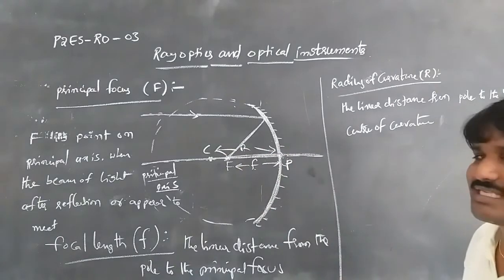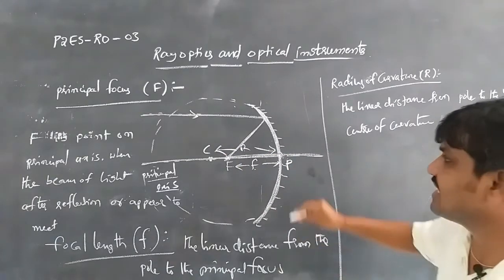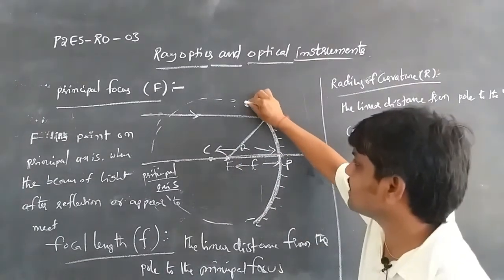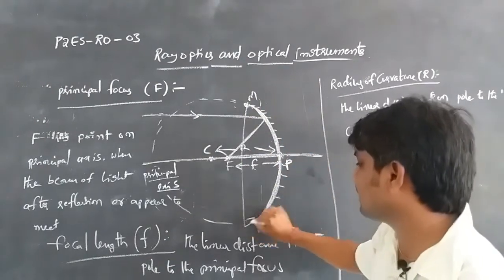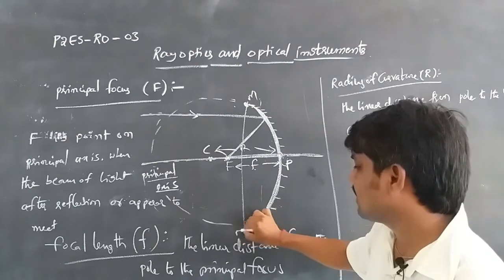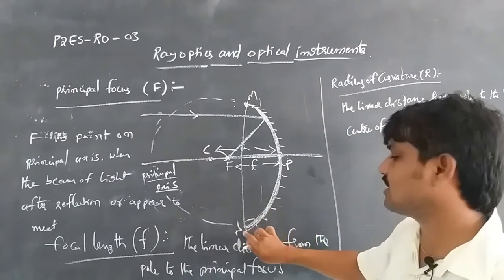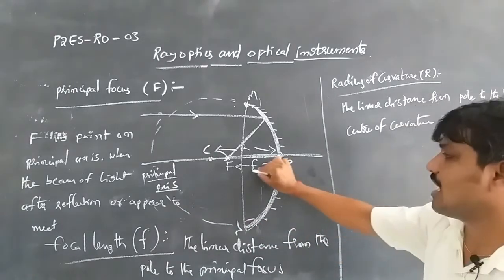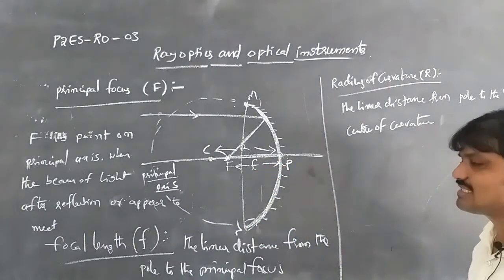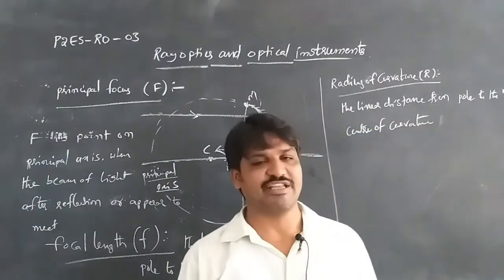And one more thing is the linear aperture. Linear aperture means the diameter of the mirror. The linear diameter of the mirror is called the linear aperture. These are the basic terms involved in spherical mirrors.